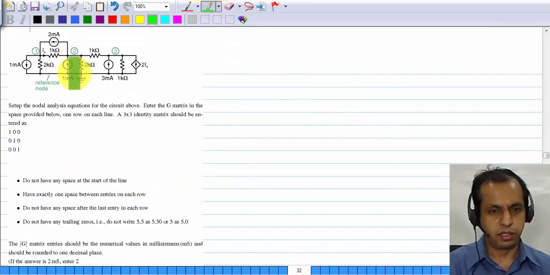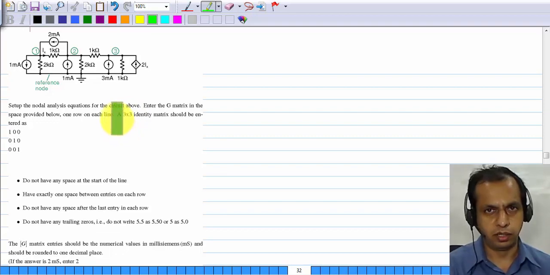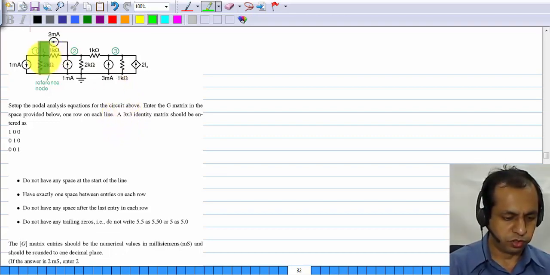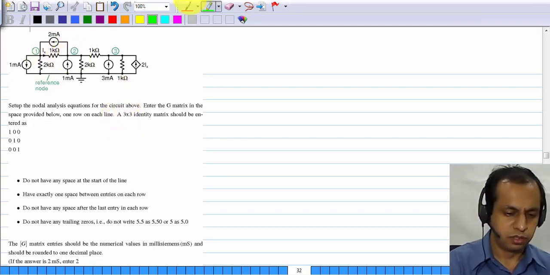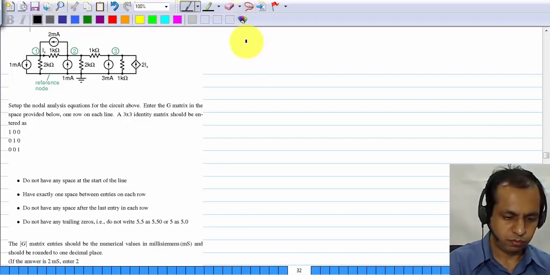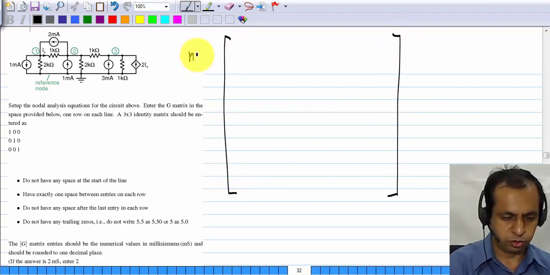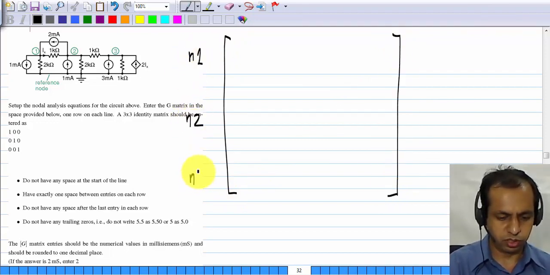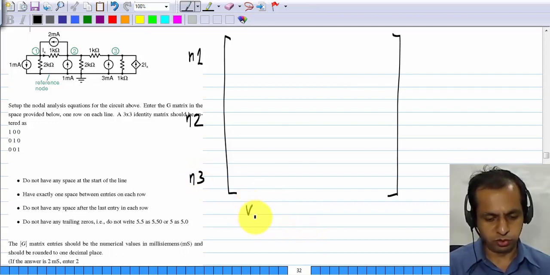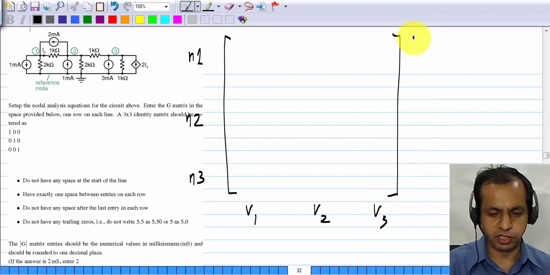The next one, again to set up nodal analysis, this time we have a current controlled current source. Now the current is flowing through some resistor, so that part is easy. Again, I'll set up the G matrix. The first row is for node 1, second row is for node 2, third row is for node 3. First column is the coefficient of V1, second column is the coefficient of V2, third column will be coefficient of V3.